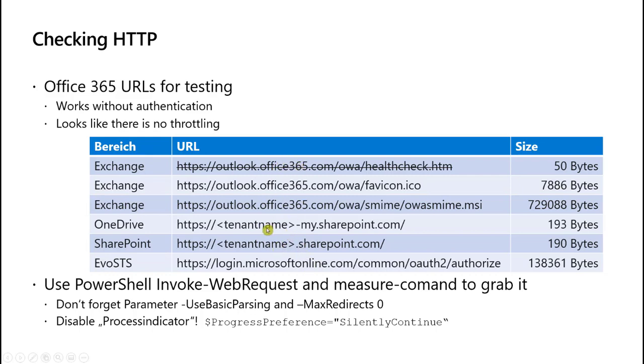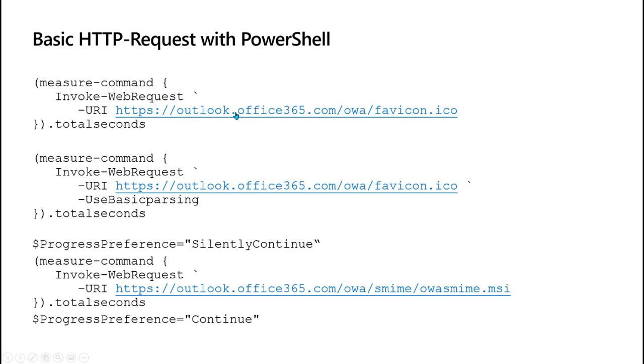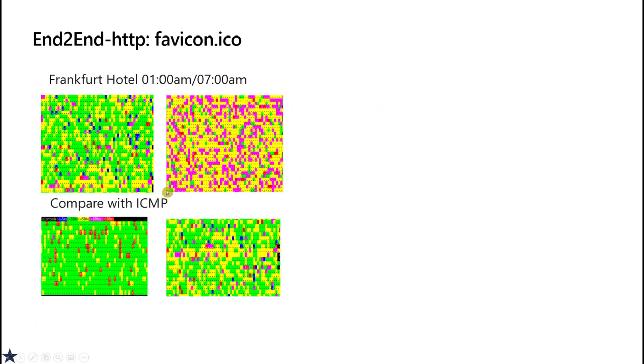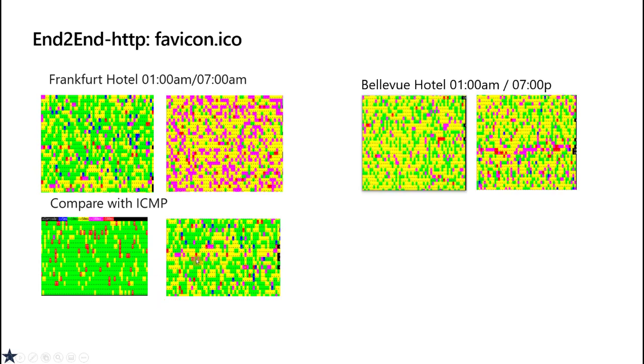You can simply use PowerShell commands like Invoke-WebRequest to get that. Don't forget the progress preference to make it silent, so it will not disturb your measurement. And if you do that, you see the same in Frankfurt. It's a little bit slower if you compare to ICMP. So an HTTP request takes longer because favicon is a 7 kilobyte file. So 7 kilobytes takes longer than a small ping. That's true. But interesting is if you go to Bellevue, you can see something happened here.